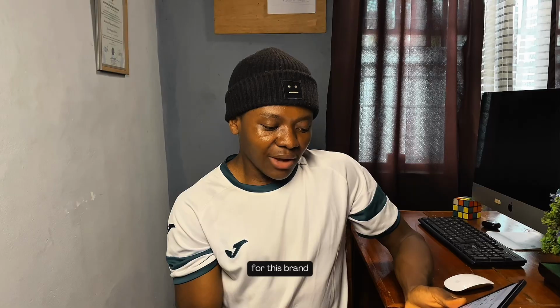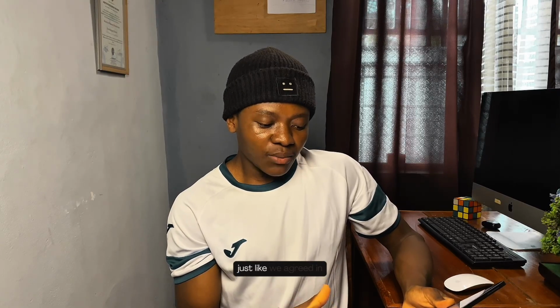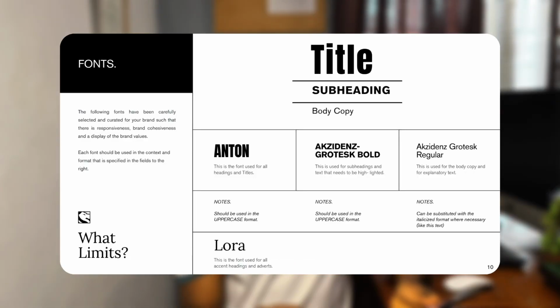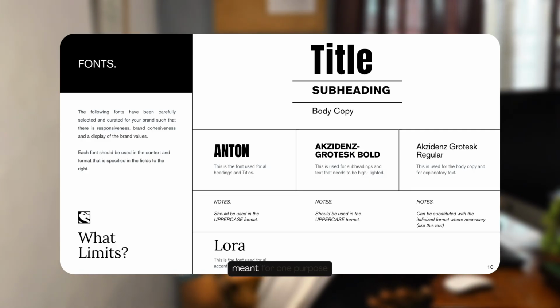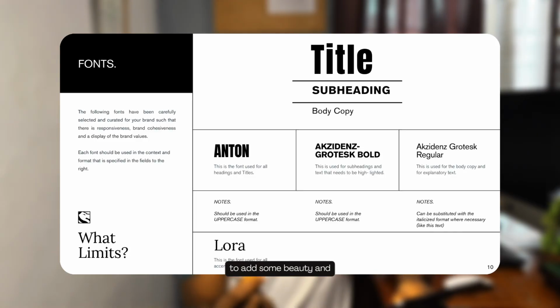For this brand, I want it to really have that bold feeling, just like we agreed in the mood board. I'll pick a really bold font, and also pick a sans serif font which can be used for body text and for explanatory copy. We'll also add a beautiful serif font. This font is meant for one purpose: to add some flair, some beauty, and some style, and it can be used within marketing materials and ads.